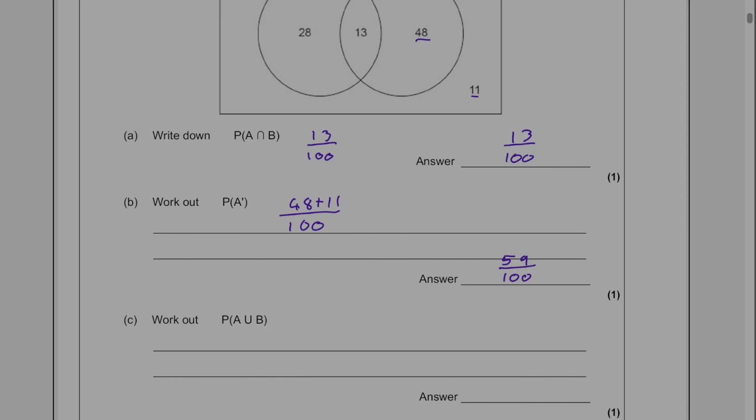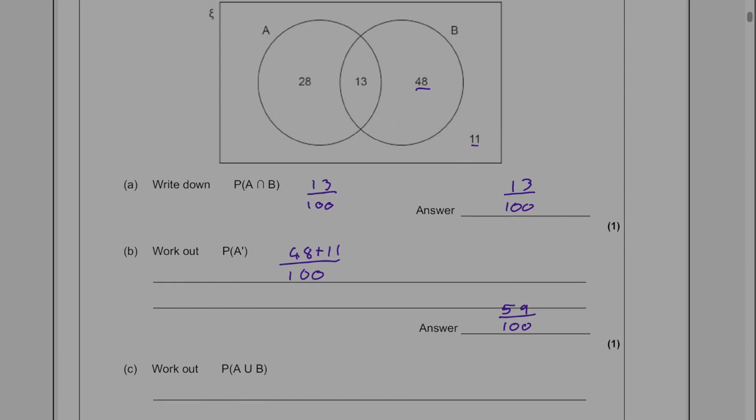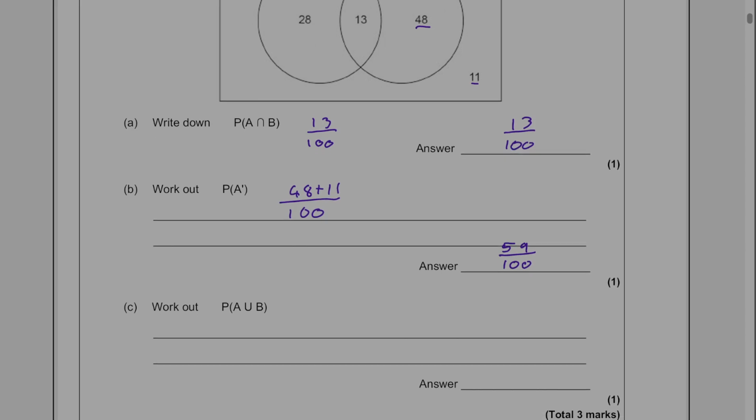And then part C, work out P of A union B. That means the union of A and B, so that would be these 3 added together. I'm going to do it slightly differently. I'm going to say it's the same as 1 minus the probability of it not being in either, which would be 11 out of 100, which would give me 89 out of 100. That's just slightly shorter. Those 3 numbers would add up to 89 as well.